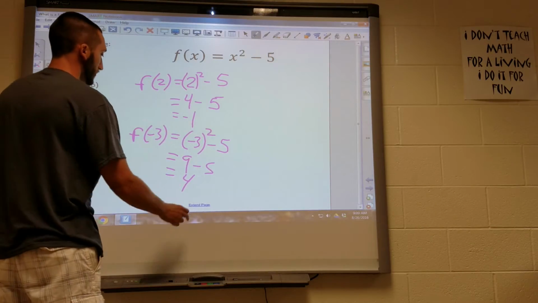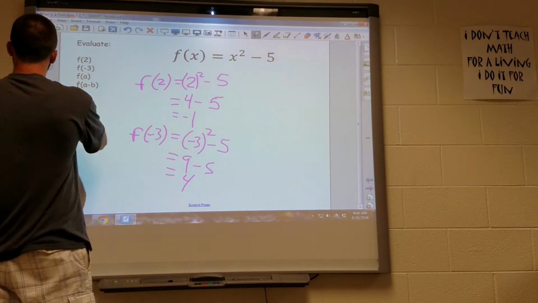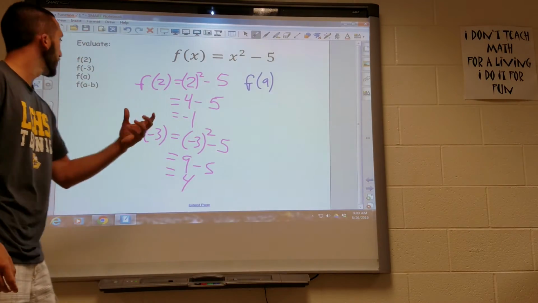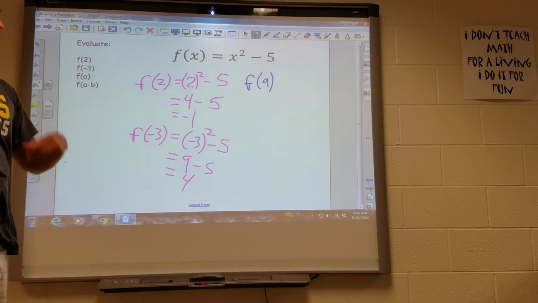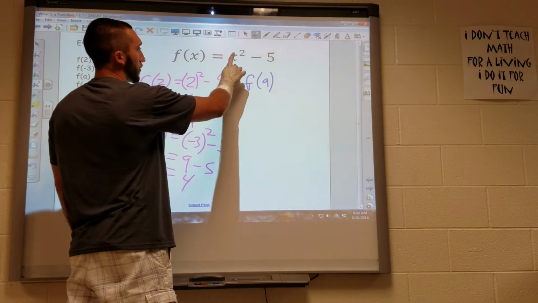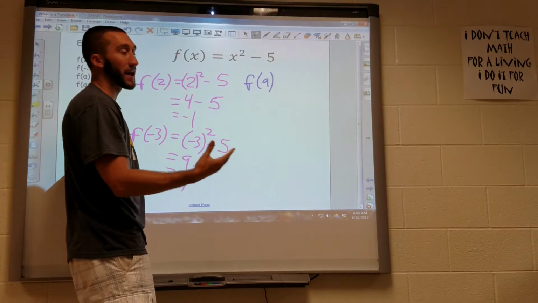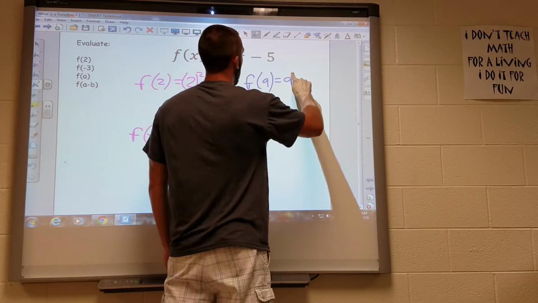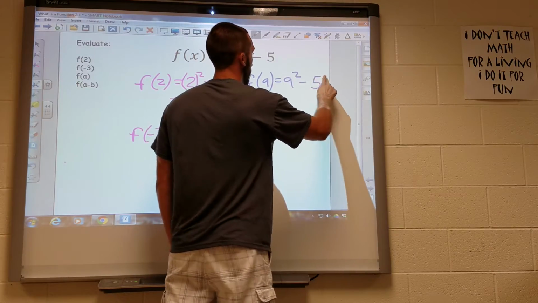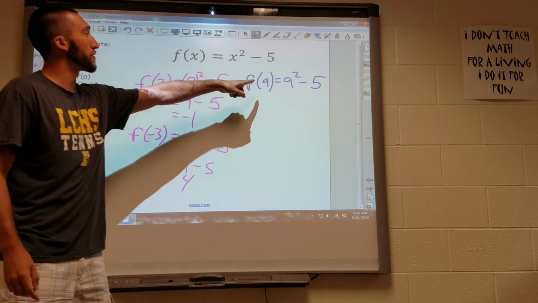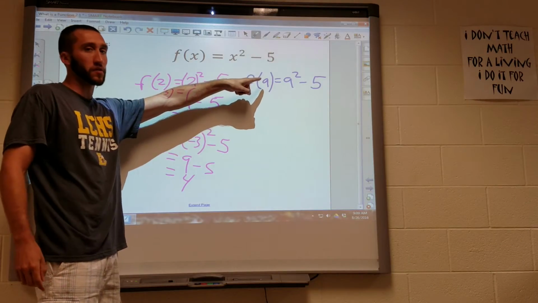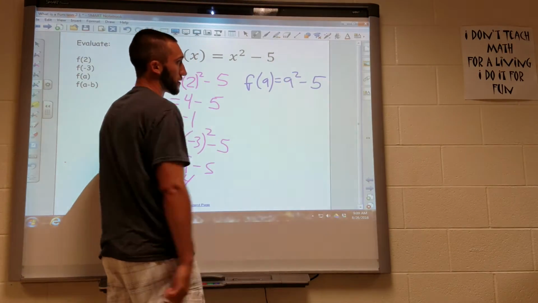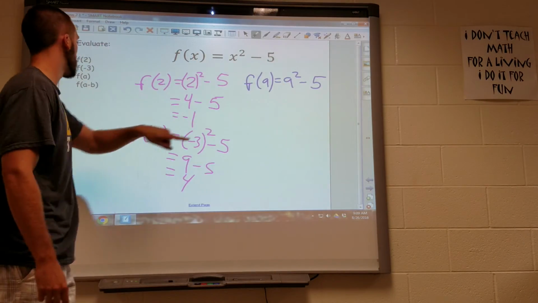All right, let's do f of a. Right, so just the letter a. So same thing, wherever I see an x, I'm just going to plug in an a. So that means I get a squared minus 5. Since I don't know what that variable a is, I don't know what number it corresponds to, this is as far as I can go. So my answer would just be a squared minus 5 if I'm evaluating this function at a.